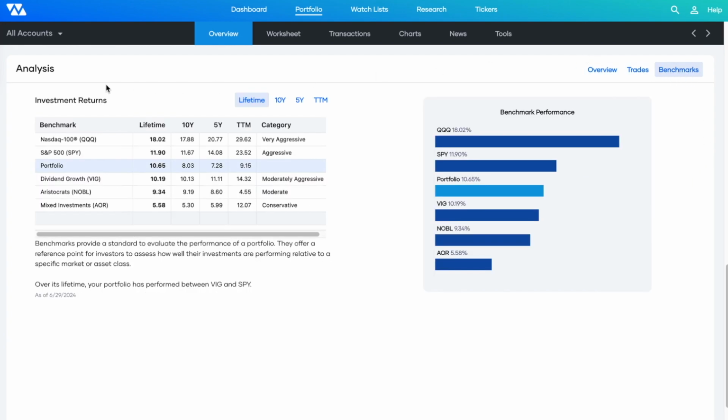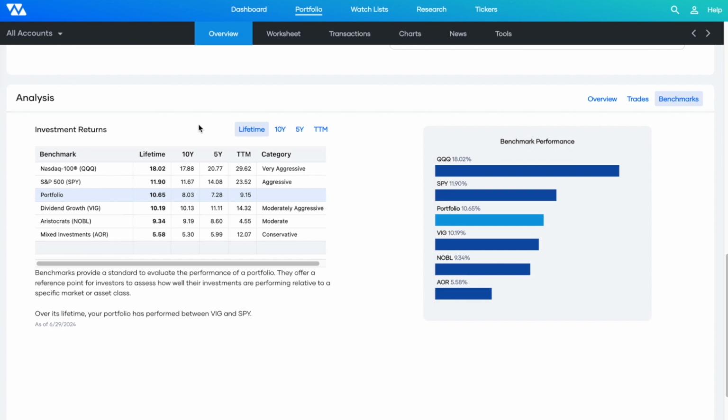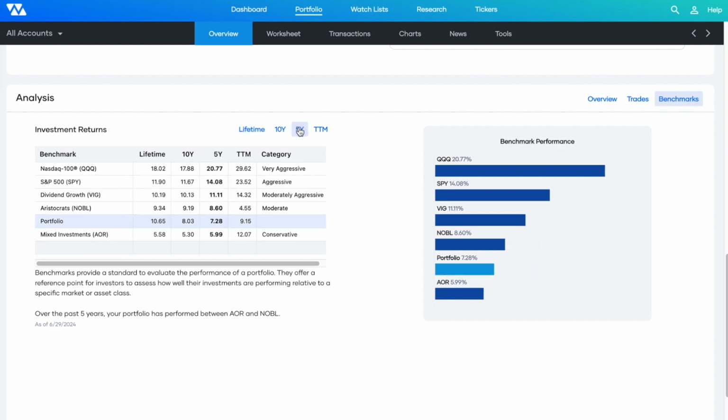Here we see investment returns compared with various benchmarks and over different time frames. Over its lifetime, the portfolio performed better than VIG, a moderately aggressive benchmark. Perhaps the investor is perfectly happy with that performance. But if we switch to the 5-year time frame, the portfolio is now underperforming even the more moderate ProShares S&P 500 Dividend Aristocrats ETF. Perhaps the investor should consider adding a few high-quality dividend growth stocks with superior growth outlooks.